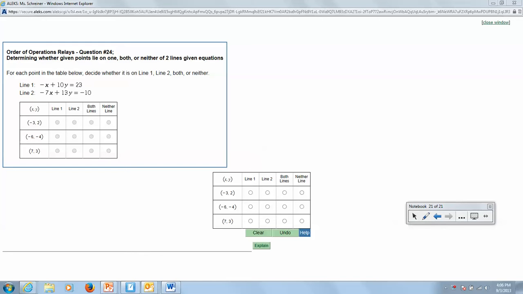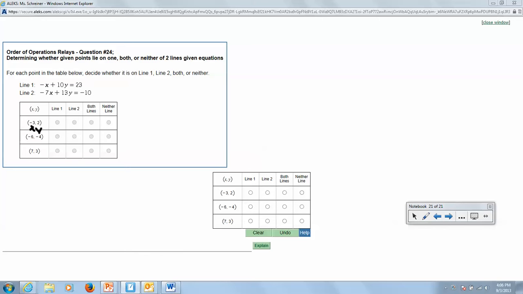This one's called determining whether given points lie on one, both, or neither of two lines given equations. So for each point in the table below, we have to decide if it lies on line 1, line 2, both, or neither. Each of these is an ordered pair, an x and a y value. So we have to substitute that x and y value into both equations and see which one it works.